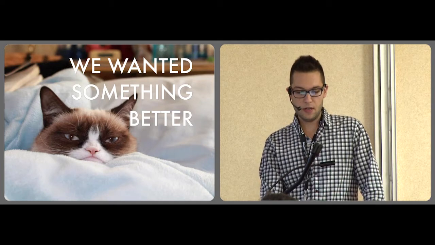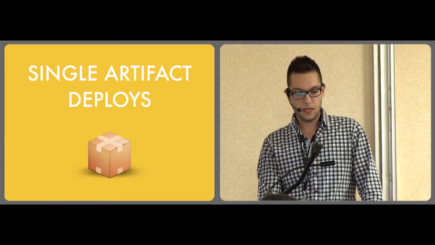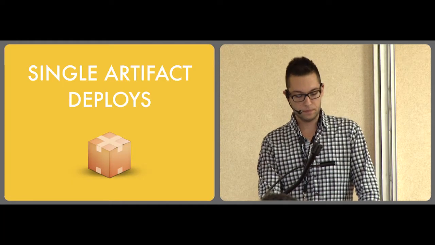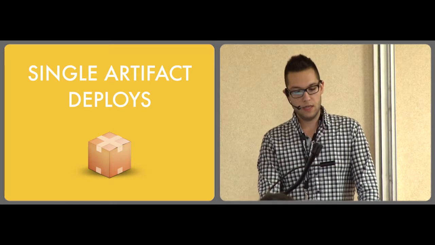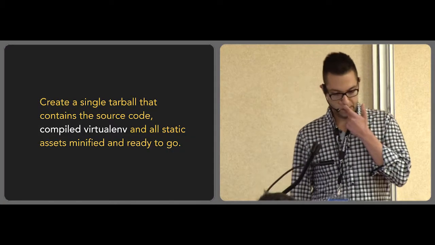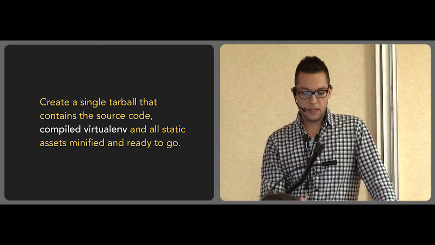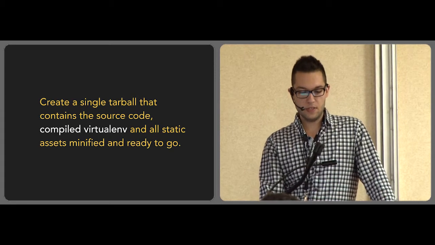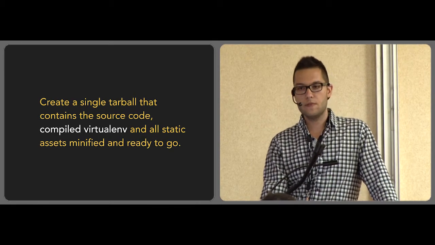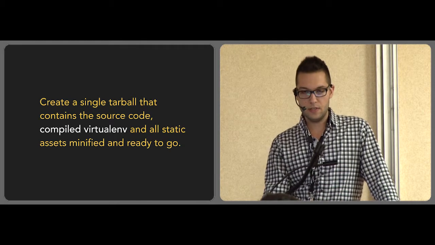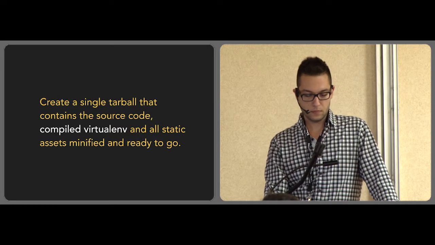During a hackathon that we had a few months back, we ended up building what we kind of coined single artifact deploys. The basic idea behind single artifact is to create a single tarball that contains the source code, compiled virtual env, and all static assets minified and ready to go. So pretty much all you have to do on the server is untar the file, swap some symlinks, and then you're good to go.